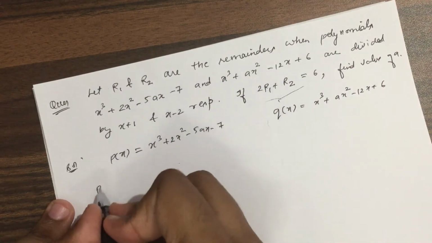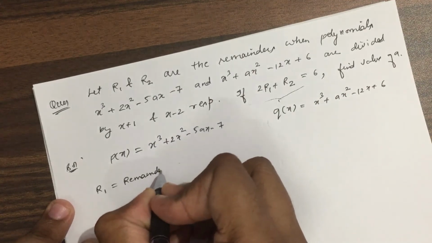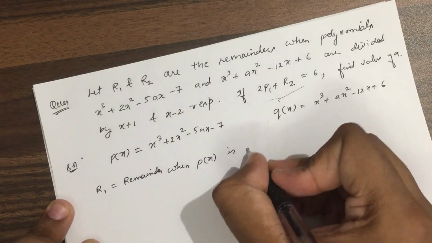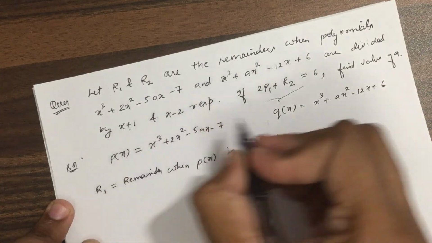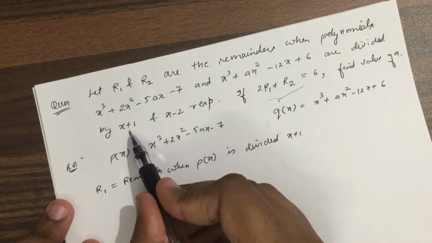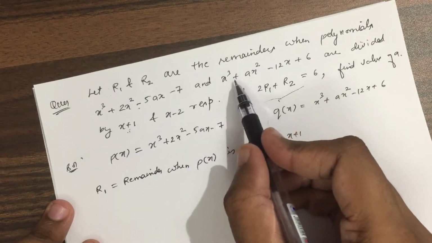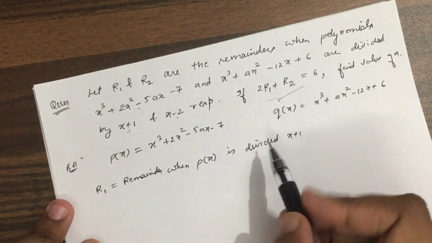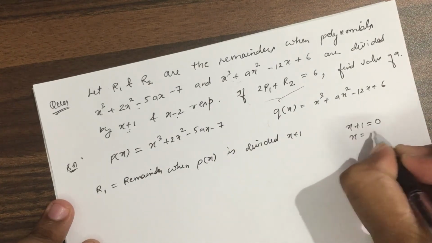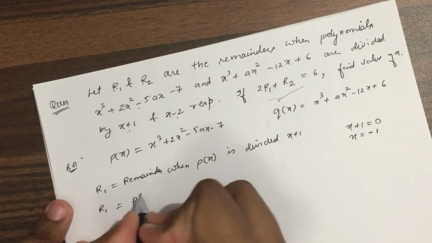So R1 is what? R1 is the remainder when p(x) is divided by x plus 1. This one is p(x), it is divided by x plus 1, and R2 will be the remainder when this q(x) will be divided by x minus 2. Right? So here the zero will be of x plus 1. How to find the zero? This will give you x equal to minus 1. So the remainder will be the value of this polynomial at minus 1.